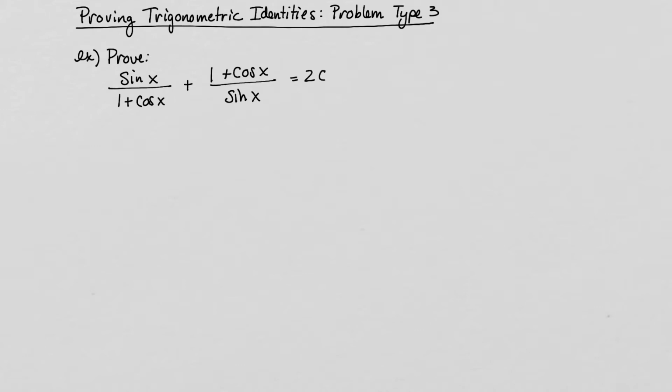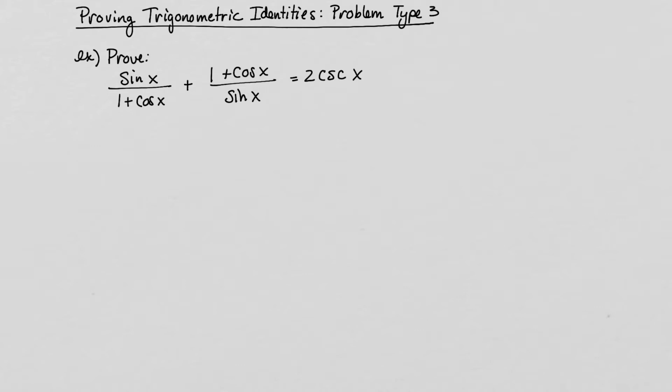So in this video, we're going to keep proving trig identities. So for example, prove that sine x over 1 plus cosine x plus 1 plus cosine x over sine x equals 2 cosecant of x.